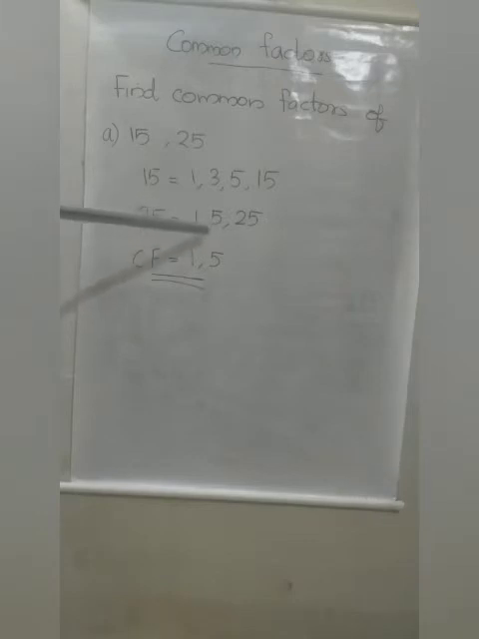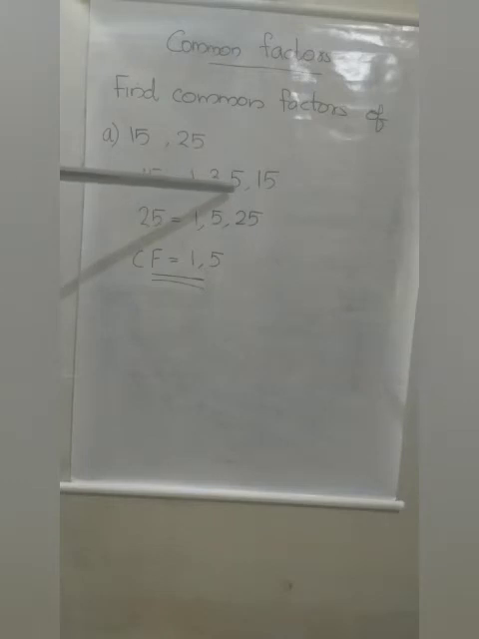1, 5 and 25. Now we got the factors of each number, 15 and 25. Now in order to find the common factors between the two numbers, we are comparing the factors. CF is the short form of common factors. Here we have 1, and 25 is also having 1. So we can say 1 is a common factor because we have 1 in both the lists. Now here I have 3. What about here? In 25 do I have 3? No. So 3 is not a common factor.